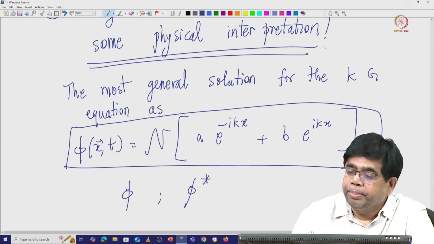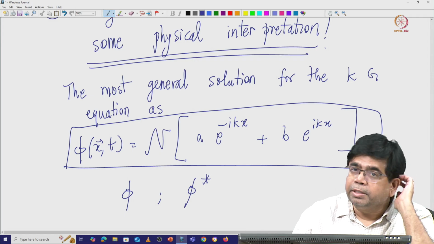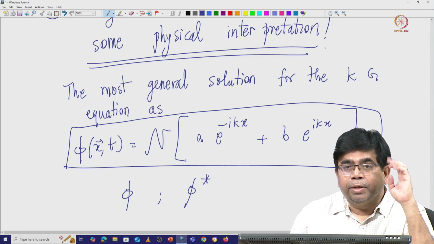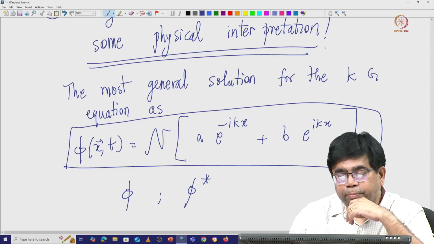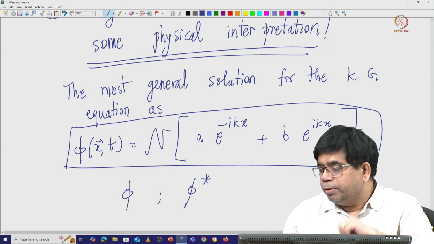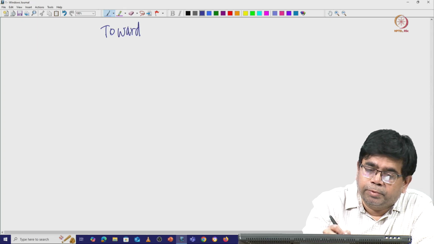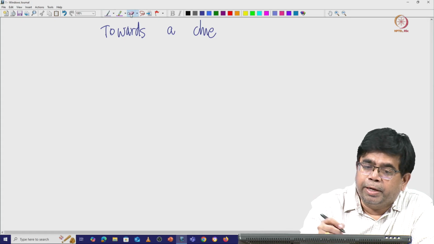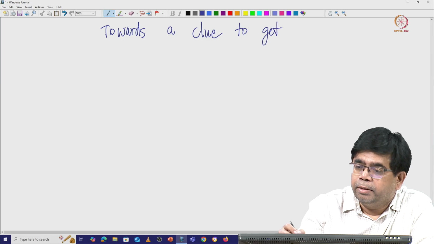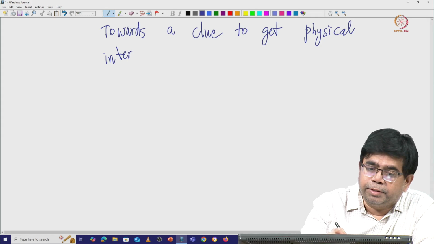Before doing further, let us do something simpler, just try to get a clue how to make these phi and phi star positive and negative energy solutions, if there is any clue, okay, if there is any clue to get a physical interpretation of these negative energy solutions.